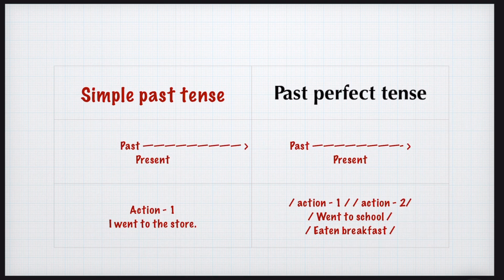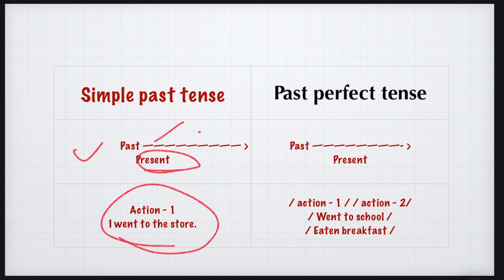See, here we can see a timeline. Past tense, now it is present tense. I went to the store, past tense, it is finished. Here, action 1 and action 2. Action 1 is eaten breakfast. Action 2 is I went to the school.